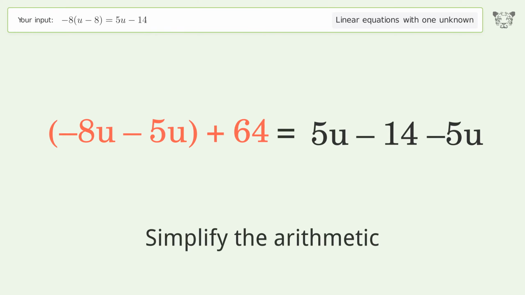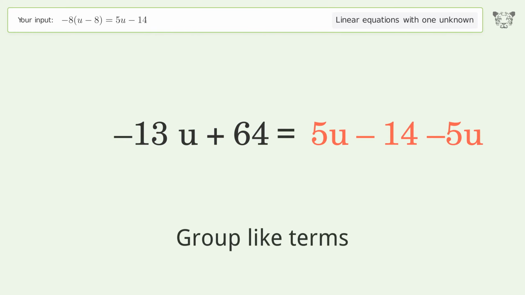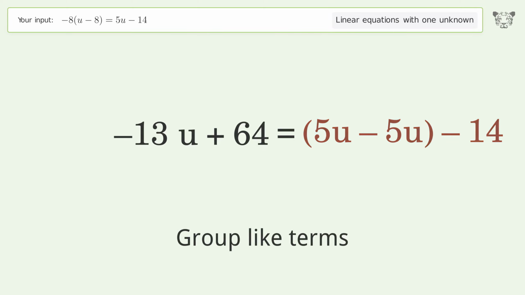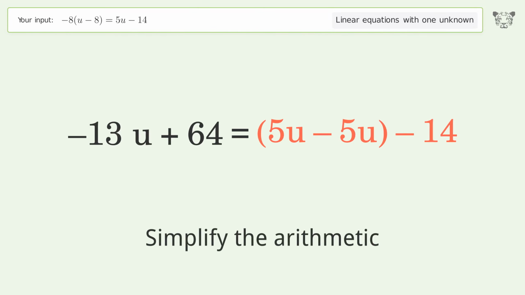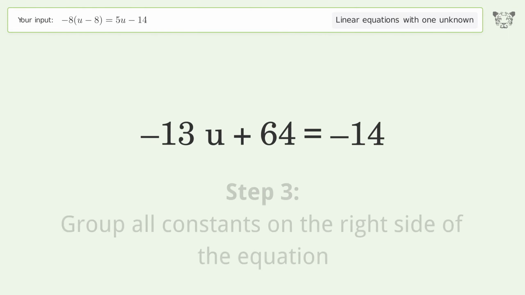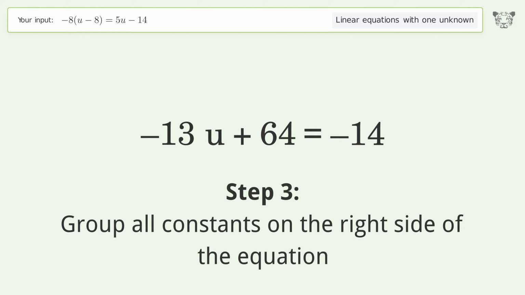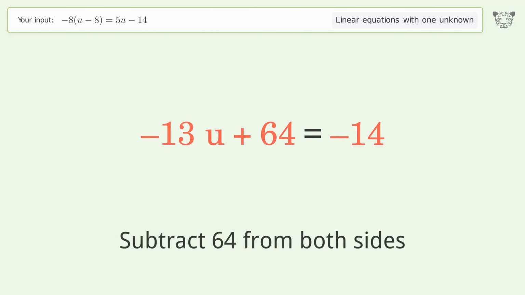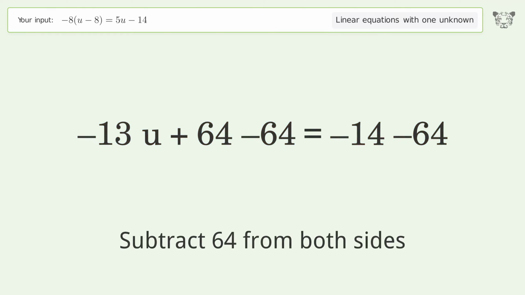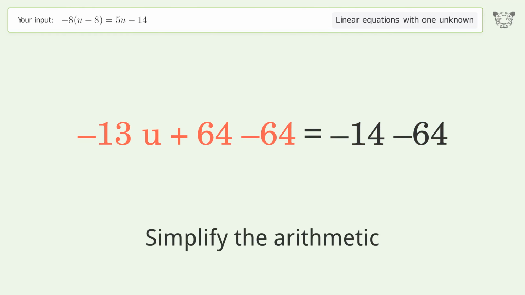Simplify the arithmetic. Group like terms. Simplify the arithmetic. Group all constants on the right side of the equation. Subtract 64 from both sides. Simplify the arithmetic.